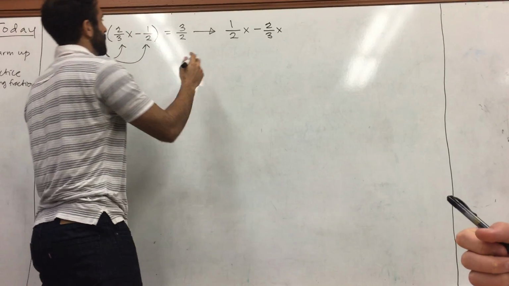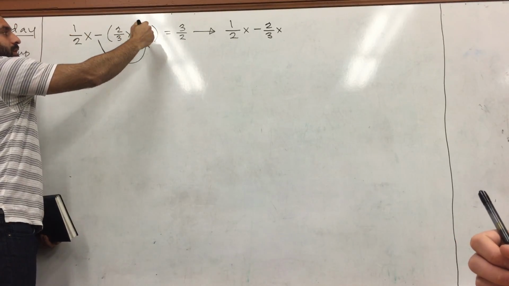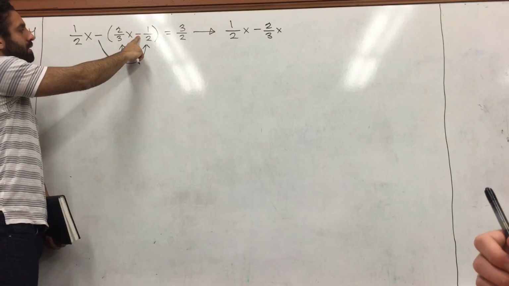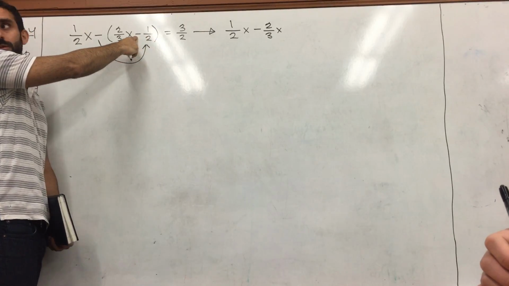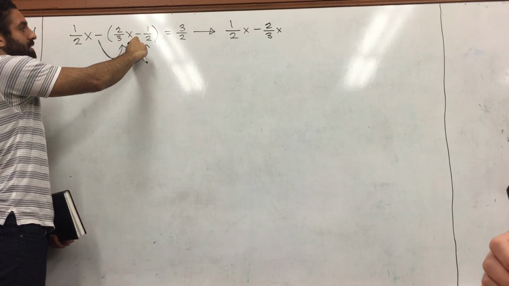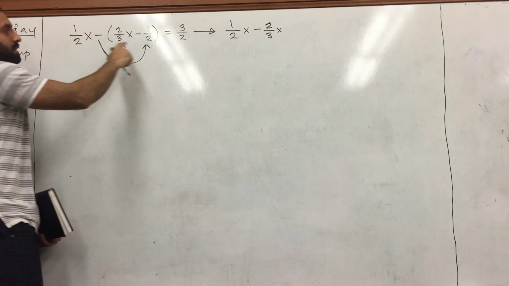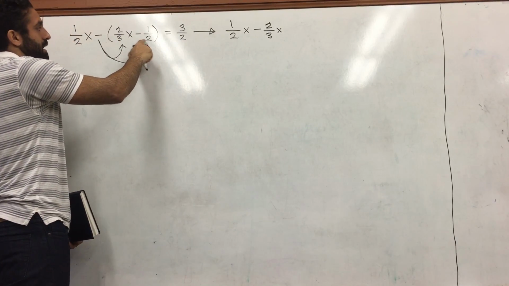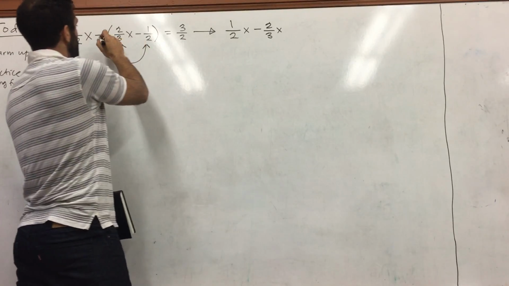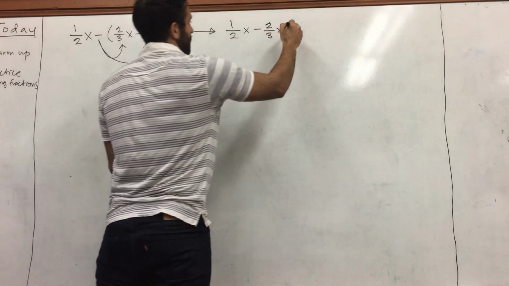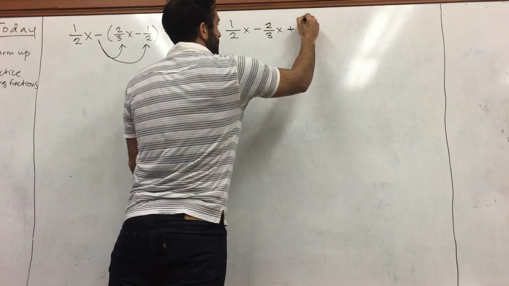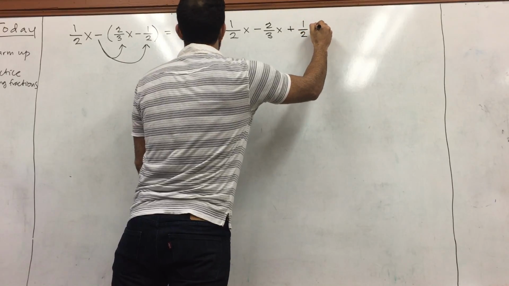Negative times negative. You see how this term right here, in this case, equals positive? The sign is always on the left. This 1/2 is negative. This 3/2 is positive. This 1/2 x is positive. This 1/2 is negative. So negative times a negative is positive.